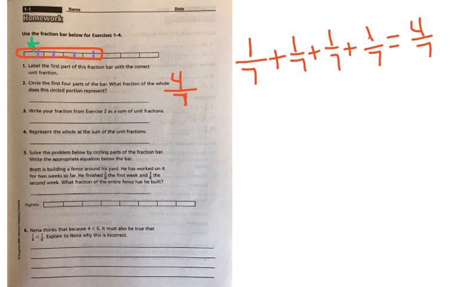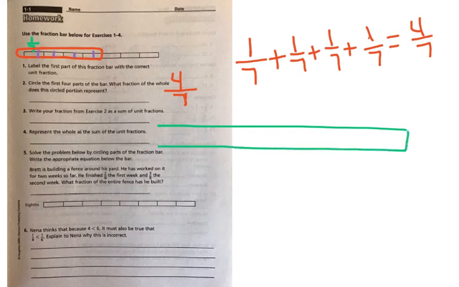I'm going to have you complete number 4 on your own. And what number 4 says is represent the whole as a sum of unit fractions. Well, you know that it's broken up into 7 equal pieces, so you're not just doing 4 of them like you were here with this unit fraction. You're going to have to do the whole, which would be 7 of them. So go ahead and figure out that sum to create a whole.